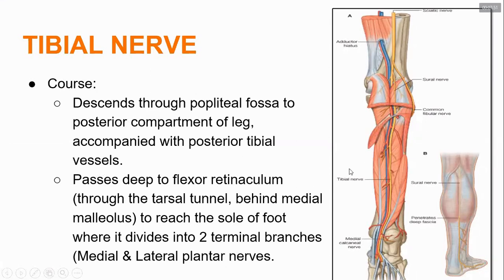So then in the ankle, this will pass deep to the flexor retinaculum. So this will pass through the tarsal tunnel, and the tarsal tunnel is situated behind the medial malleolus, and it will terminate into two branches, medial and lateral plantar nerve. And before it divides into two terminal branches, it also gives one more branch, that is the medial calcaneal nerve. So there are three branches of the tibial nerve that you should understand. One is the medial calcaneal nerve, another is the medial plantar nerve, and another is the lateral plantar nerve.